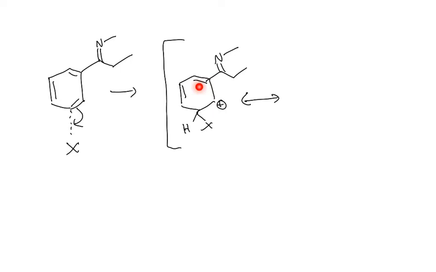I can then move this positive charge around the ring in the sigma complex, where the positive charge is going to be here, or here, or here. And so I don't get any particularly stable or particularly unstable resonance contributors for the sigma complex when I add in the meta position.